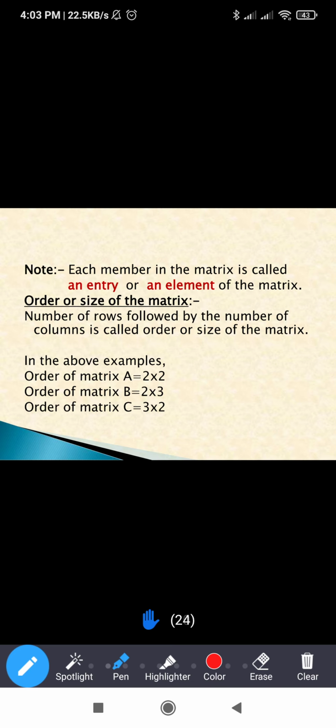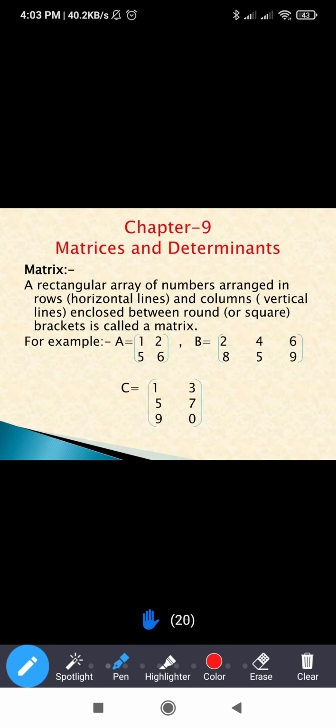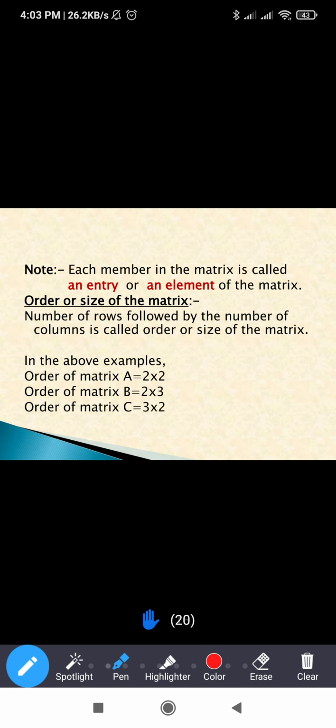We had given some examples in the previous examples which we have written. What was the order of matrix A? Order of matrix A was 2 by 2. You can see over here, there are 2 rows and 2 columns, so its order is 2 by 2. Note down: order of matrix A is equal to 2 by 2.